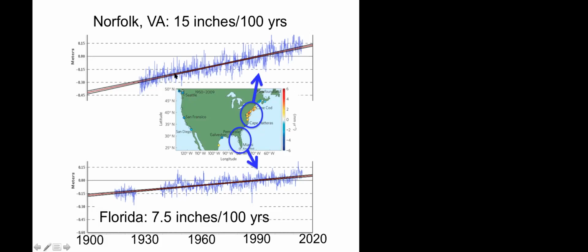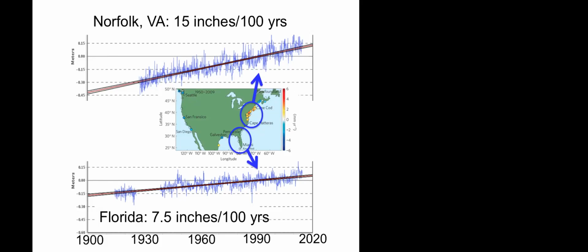But in the top plot, you can see what Norfolk, Virginia looks like. And other areas in the Chesapeake Bay, going down to North Carolina, all the way up to Boston, look very similar to this, where you're seeing almost twice as much sea level rise over the last century. And so you may be asking, what's going on on the mid-Atlantic coast of the US?